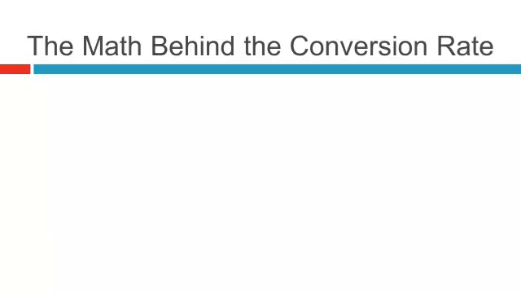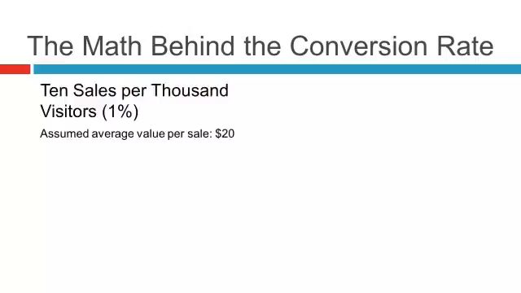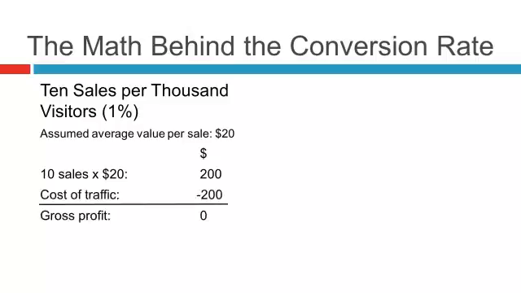The math behind the sales conversion rate. I have here prepared a row of examples demonstrating the relationship between conversion rate and gross profits. The first example is a conversion rate of 1%. The assumed average value per sale is $20. For 1,000 visitors you get 10 sales, each $20 is $200. The cost for the traffic is also $200, so gross profit is 0. Gross revenue per visitor is 20 cents.